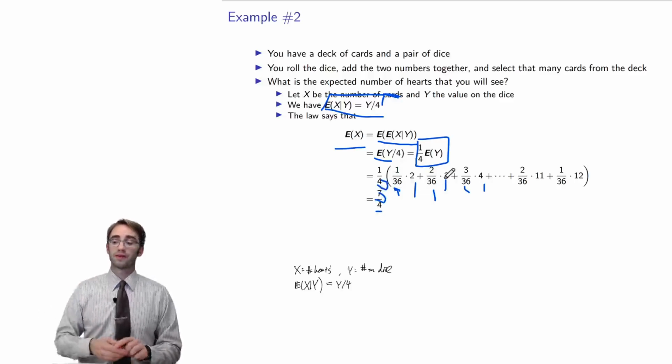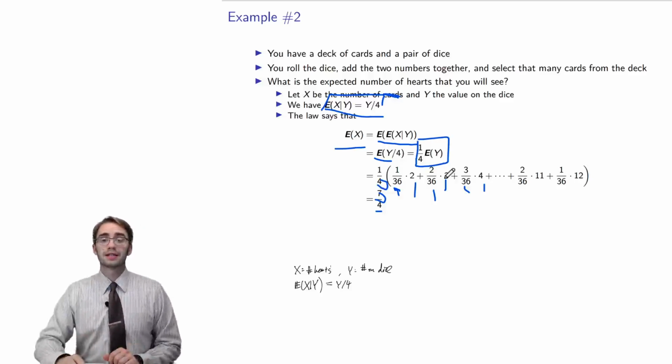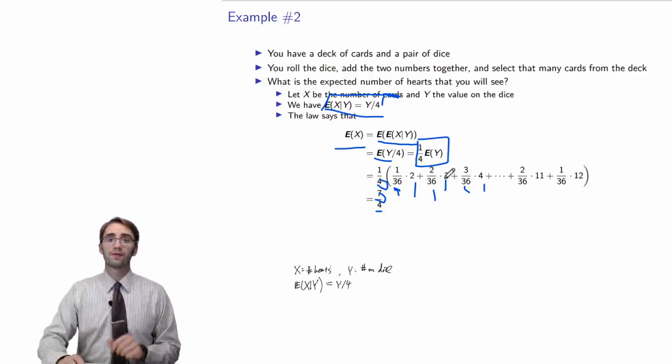And so 7 on 4, the expected number of hearts that you will see me holding up is 7 on 4 after performing these dice rolls. So that's example number 2.